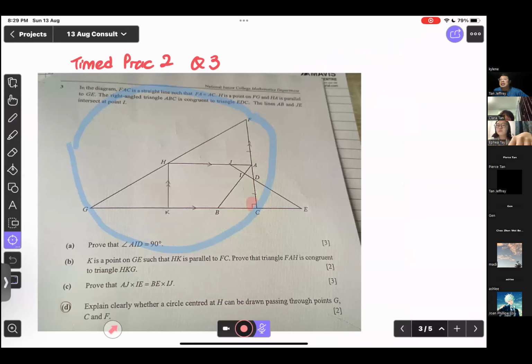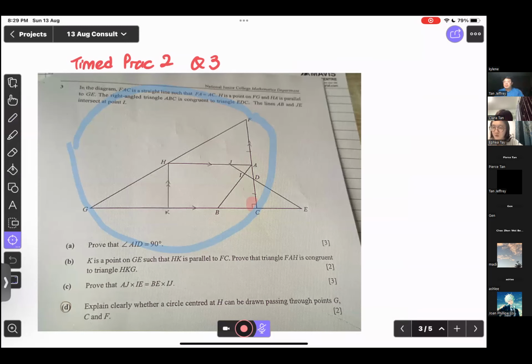So actually the answer is yes, because it's a very nice setup. It's only worth 2 marks. There's a right angle there, so it's like the converse of right angle triangle in semicircle. That's why we can draw a circle passing through these 3 points. That's why the answer is yes.